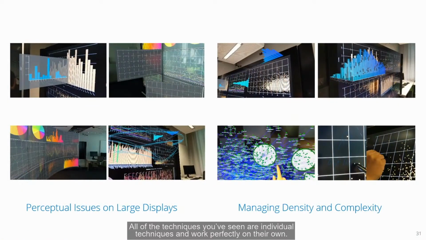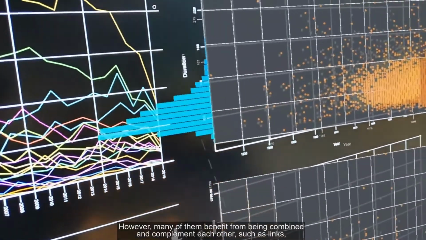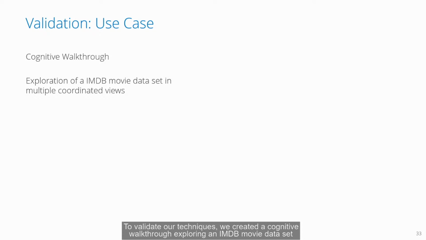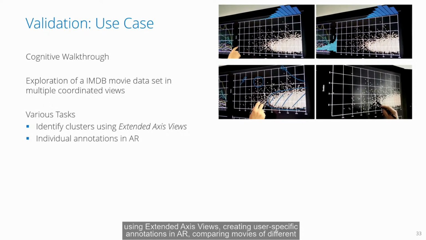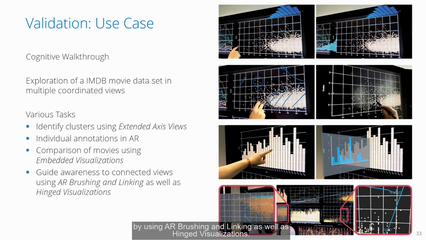All of the techniques you've seen are individual techniques and work perfectly on their own. However, many of them benefit from being combined and complement each other, such as links, hinged, and extended axis views. To validate our techniques, we created a cognitive walkthrough exploring an IMDb movie dataset in a multiple coordinated views environment. It is described in detail in our paper and involves tasks such as identifying clusters using extended axis views, creating user-specific annotations in AR, comparing movies of different genres using embedded visualizations, and guiding awareness to connected visualizations by using AR brushing and linking, as well as hinged visualizations.